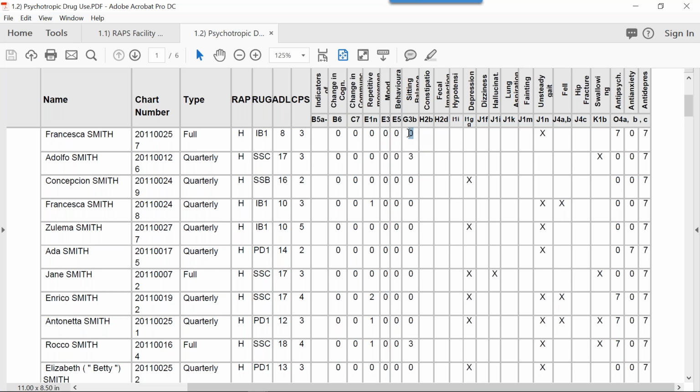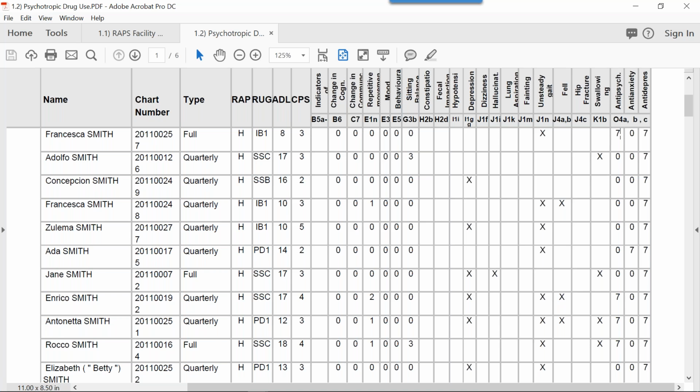Her sitting balance is independent. Constipation's not a factor, fecal impaction, hypertension's not a factor, depression's not a factor. This is out of the diagnosis, I1 items. And then we're going to go into the J items. Dizziness is not a factor, hallucination, lung aspiration, fainting is not a factor, unsteady gait, falls are not a factor, fractures are not a factor, swallowing is not a problem out of the nutrition section.